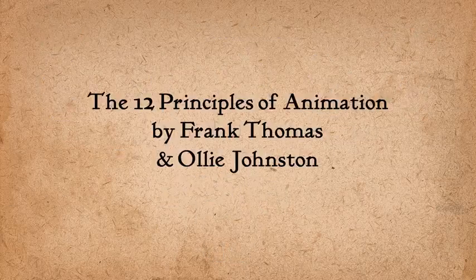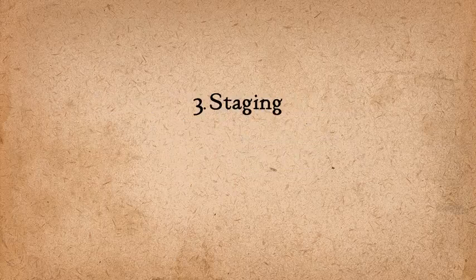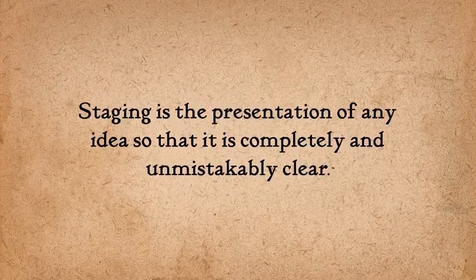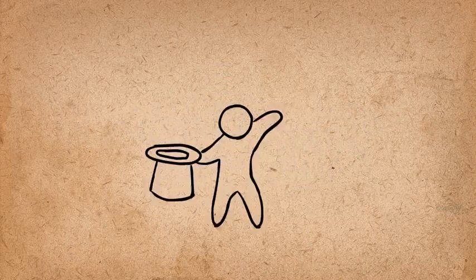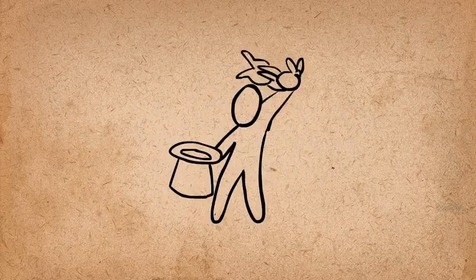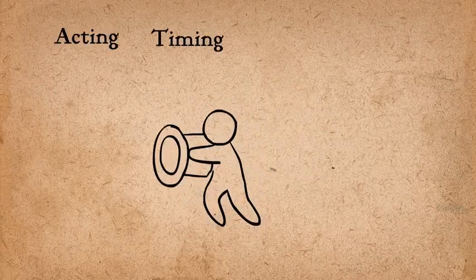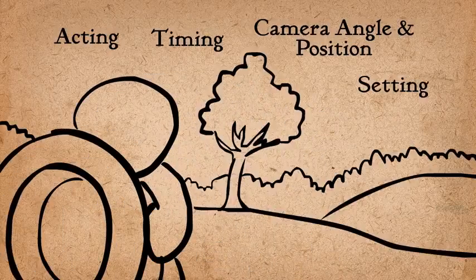So the third principle of animation is called staging. Staging is the presentation of any idea so that it is completely and unmistakably clear. This is a very broad principle because it covers so many areas of animation. It can apply to acting, timing, camera angle and position, and setting.